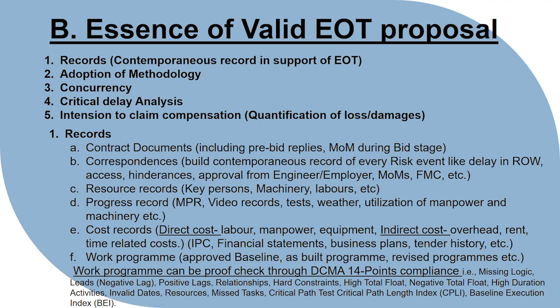The contractor shall record all the delay events faced during the execution of works. It may be access related issues, hindrances, and approvals from the engineer, by means of correspondences, minutes of meeting, etc. The contractor shall also validate its original work program by 14 DCMA points compliance. It helps to validate and acts as an additional proof check that the baseline prepared by the contractor is correct.